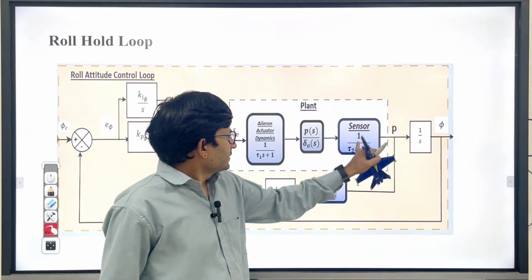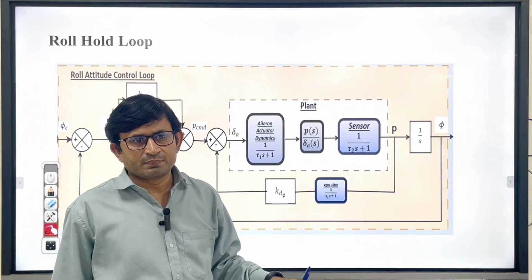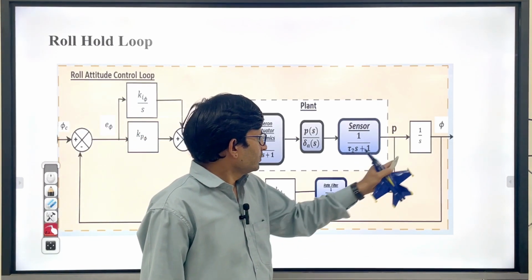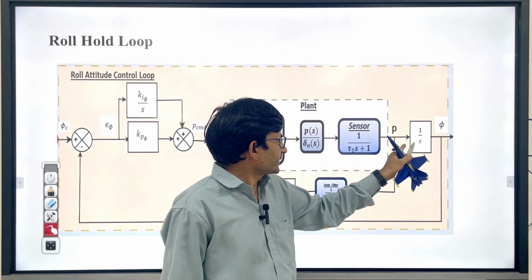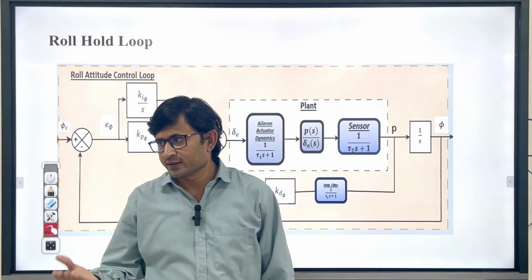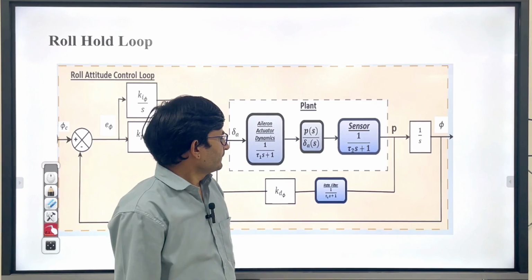So P by delta transfer function with a complete delay, and all you have done. Okay. Now, with position and rate limit and actuator and sensor dynamics, when you integrate P, what you will get? Roll angle, right? Phi. Okay.